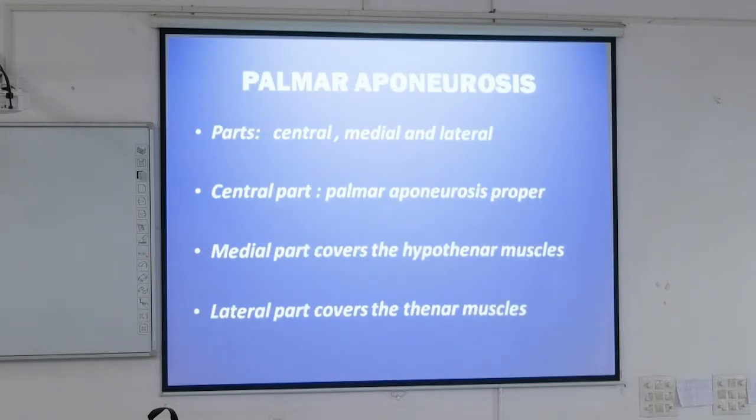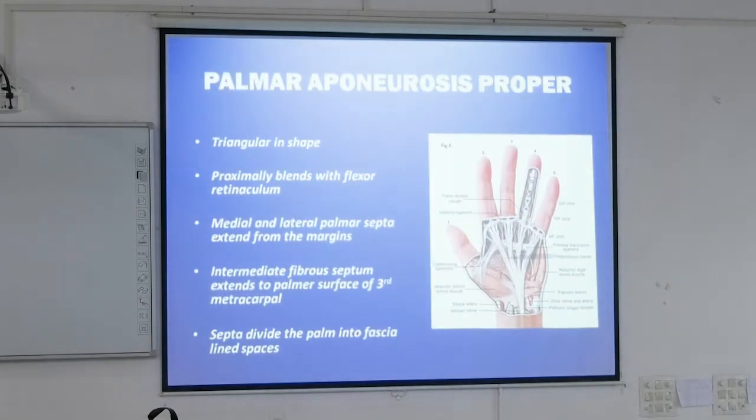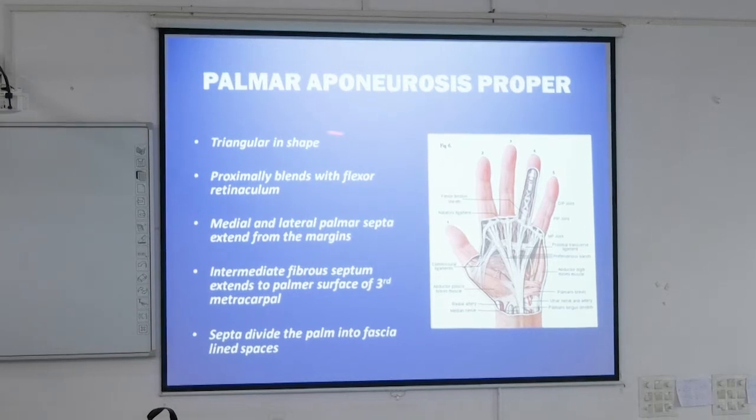Now, palmar aponeurosis. The parts are central, medial, and lateral. Central part is the palmar aponeurosis proper. Medial part covers the hypothenar muscles. Lateral part covers the thenar muscles. Now, this is the description of the palmar aponeurosis. Palmar aponeurosis proper is triangular in shape, proximally blends with the flexor retinaculum, and medial and lateral palmar septa extend from the margins.